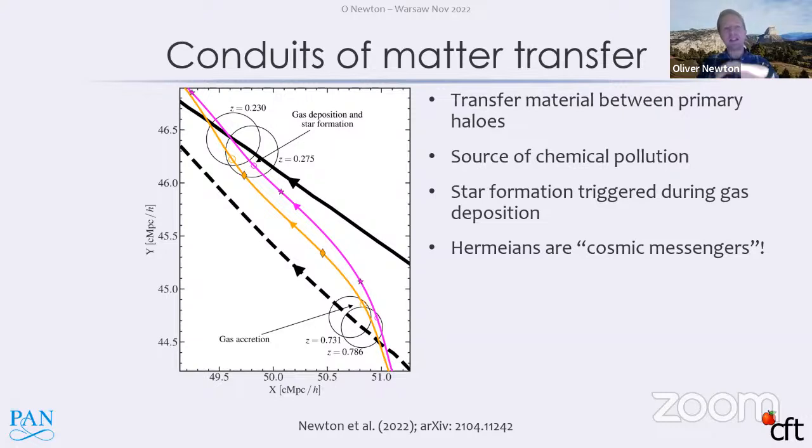But we do see that some of the Hermeian galaxies do come in, collect gas from the halo of M31, travel the distance between the two in the local group, and deposit it in the Milky Way, at the same time triggering an enhancement in the star formation rates. So the Hermeians, via the transfer of material between the two host halos, act as something of a source of chemical pollution, we argue, in the host halos themselves. So they really are true cosmic messengers between the Milky Way and M31.